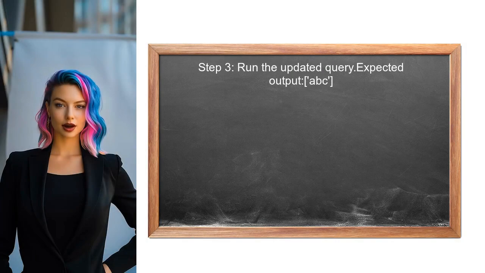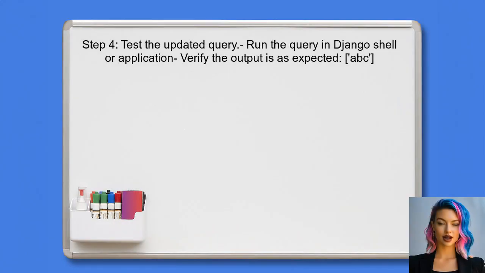After making these changes, the user can run the query again. This should return only the unique lowercase values, effectively filtering out duplicates, regardless of their case. Lastly, the user should test the updated query in their Django shell or application to confirm that it works as intended. This will ensure that the case-insensitive distinct functionality is functioning correctly.